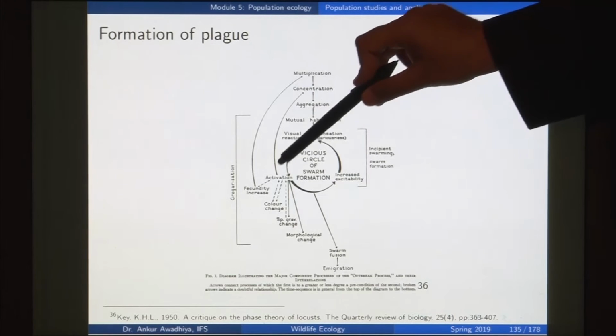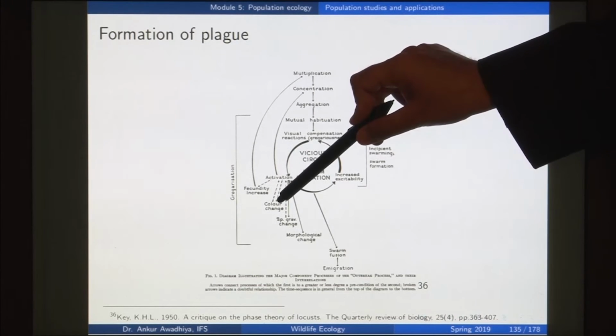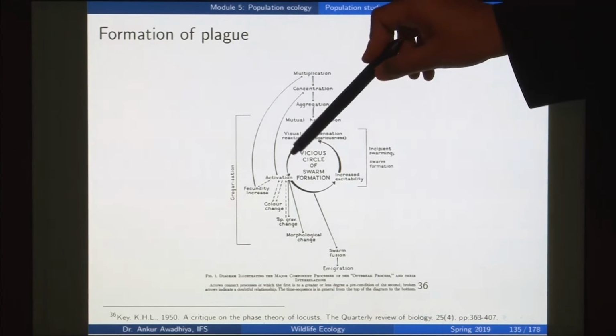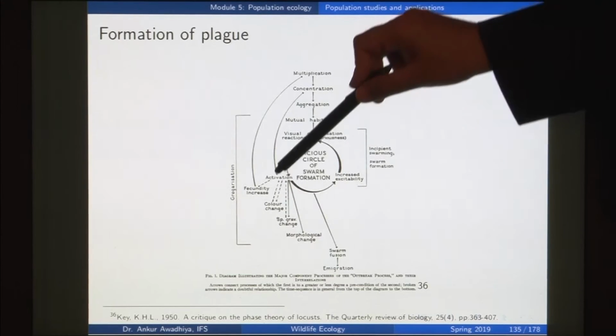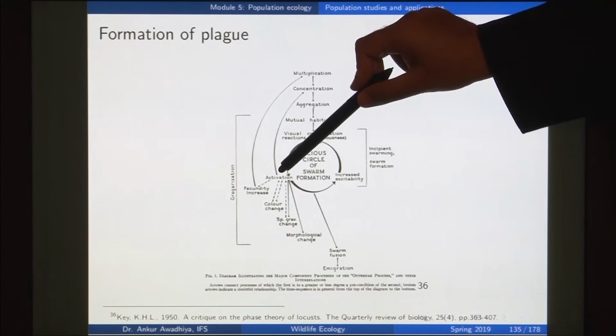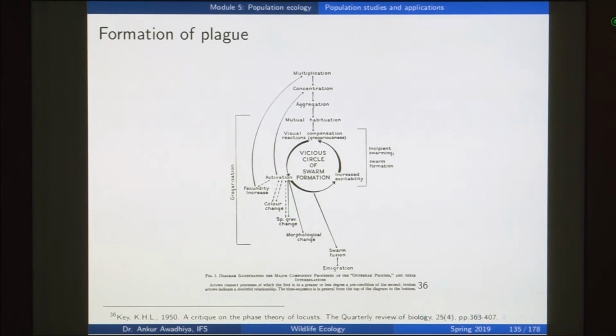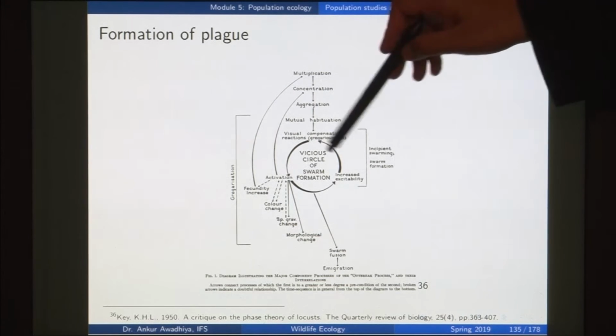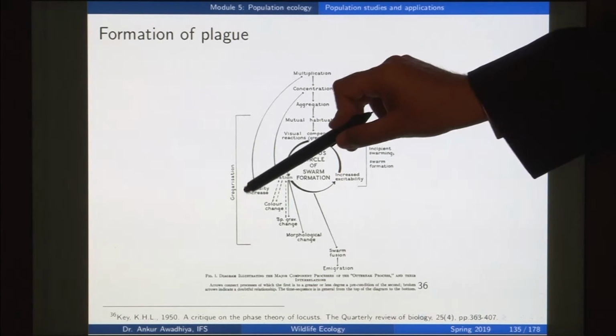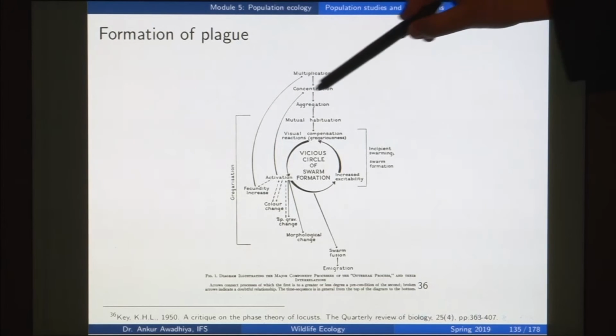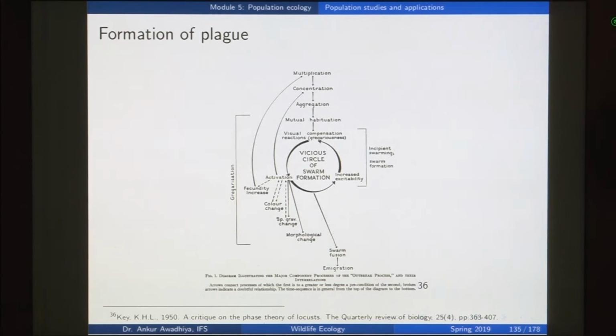So, you will have activation. Once there is activation, there will be a change in the color, then a change in the specific gravity, there will be morphological changes, and an increase in the fecundity. So, they will lay eggs more often, even though they are laying fewer eggs, they will lay eggs much more rapidly. Once that happens, because you are having more eggs, that will also lead to multiplication. So, it tends to give a positive feedback to itself.